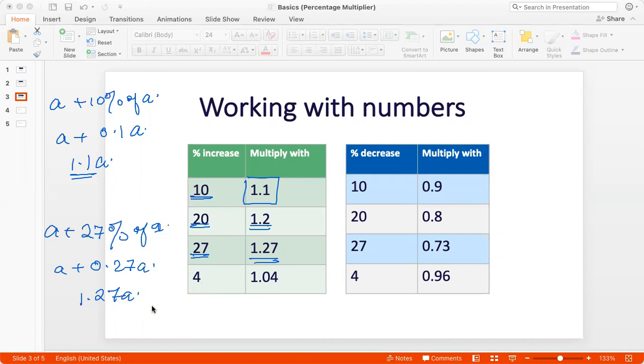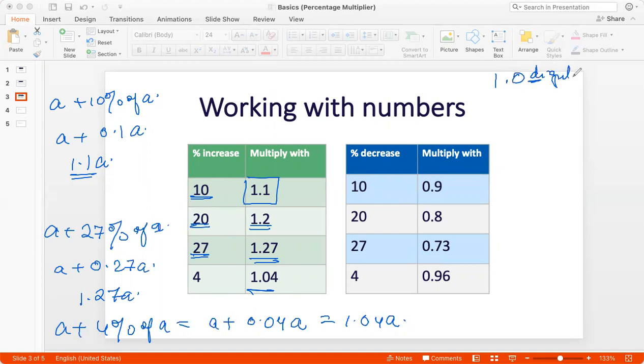What about 4%? A plus 4% of A is A plus, remember, it would be 0.04 now, because 4% is 4 by 100, which is 0.04. So that's 1.04A, right? So I observe a pattern, the pattern being that if I have any percentage increase between 0 to 9, I simply can write the multiplier as 1.0 and that digit. So if it is a 2% increase, the multiplier becomes 1.02. If it's a 7% increase, the multiplier becomes 1.07, and so on.